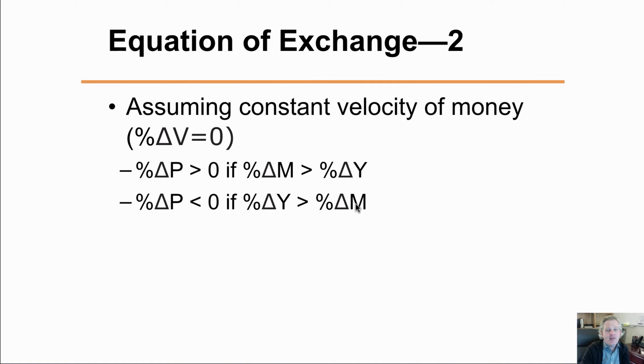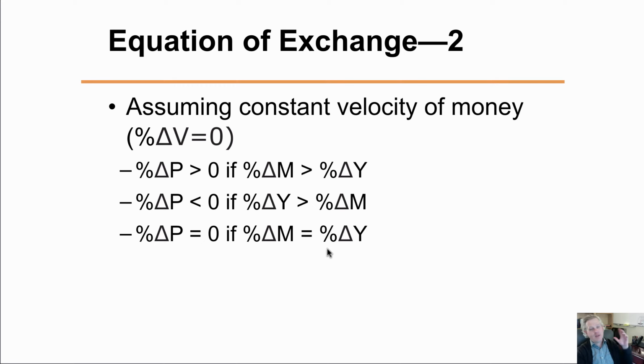If the money supply is increasing at a slower rate than the overall economy, then the price level will fall. So if increases in the money supply are less than the increases in GDP, the price level will fall. That's deflation. And if the money supply goes up by the same rate as GDP, then the price level will remain constant.